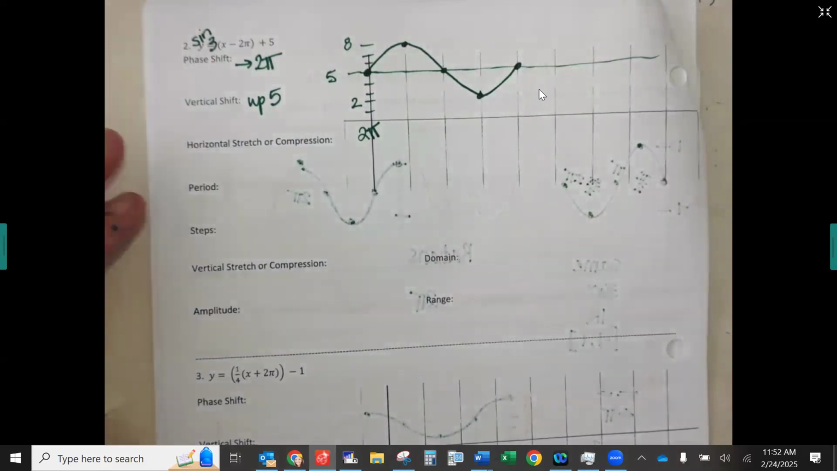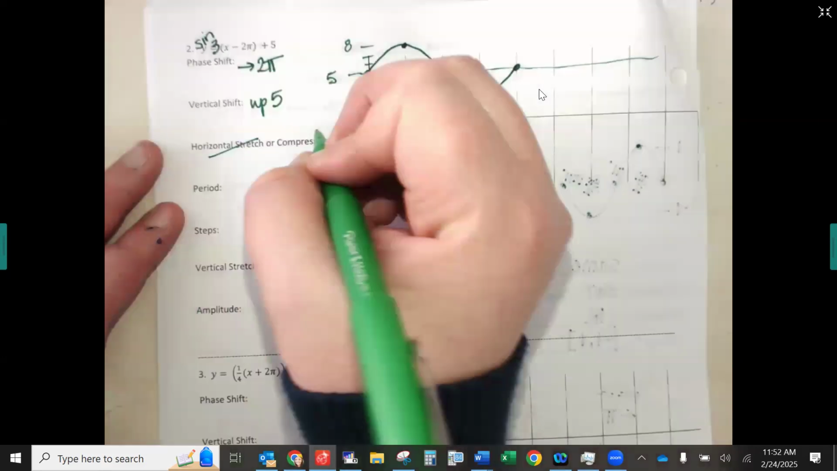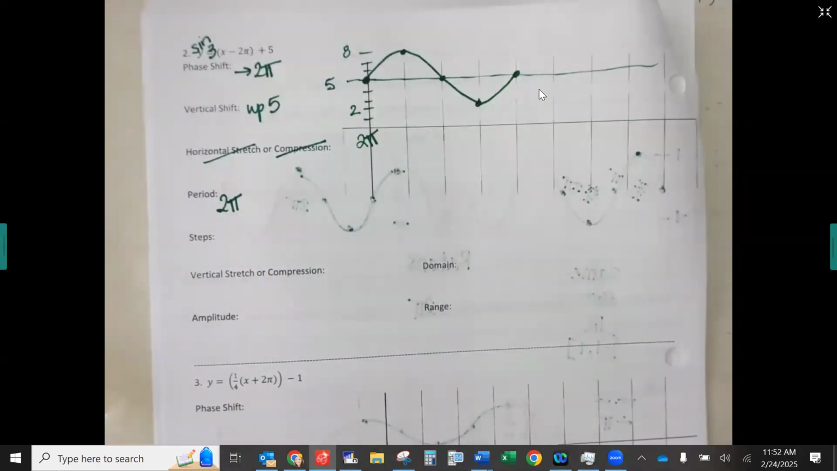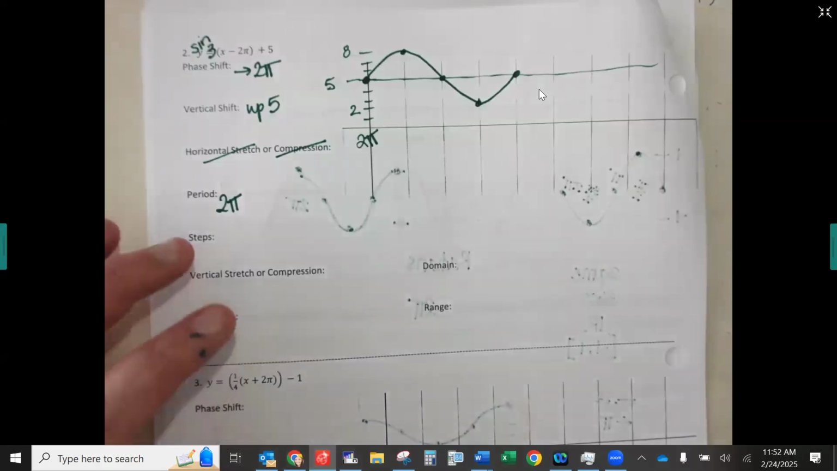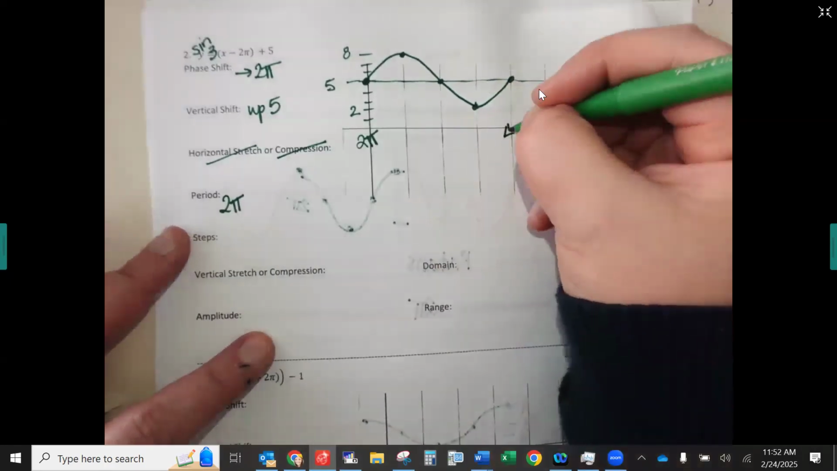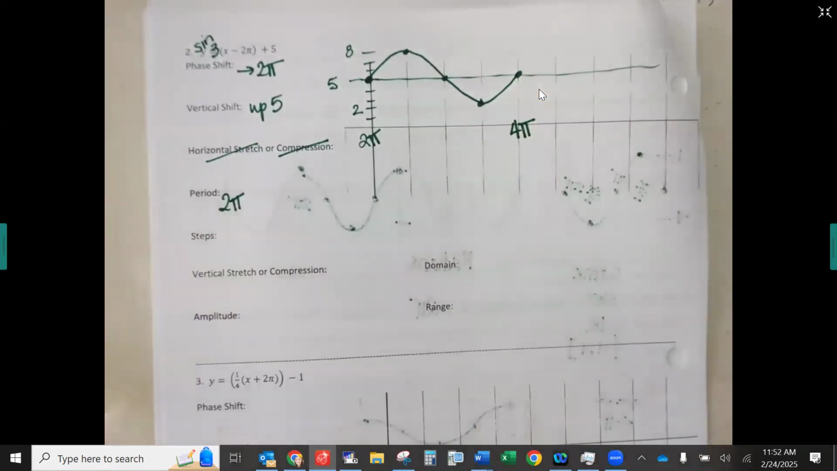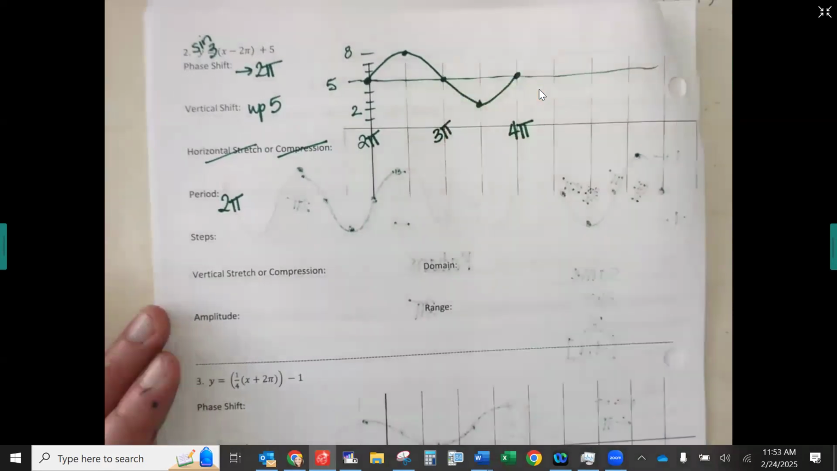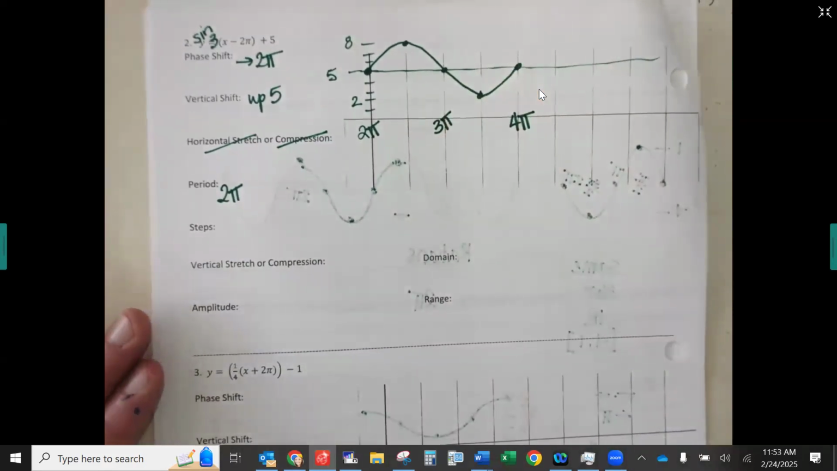Okay, for that one, we did not have a stretch or compression, so our period is still 2 pi. But now think about if I already started at 2 pi and I go 2 more pi's, where am I going to stop at? Okay, 4 pi. Very good. Okay, and then for the pi's, I'm not going to make you break it down and add like half pi each time. You could, but if this is 2 pi and this is 4 pi, dead center would be 3 pi. Okay, but I'm not going to get super specific on that because it's harder to read. All right, let's do the next one.